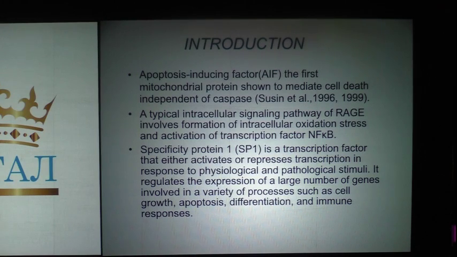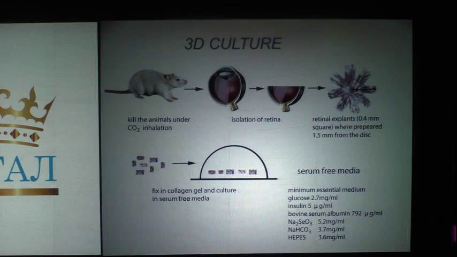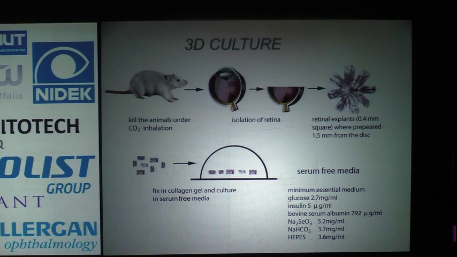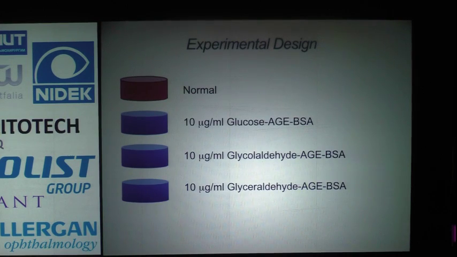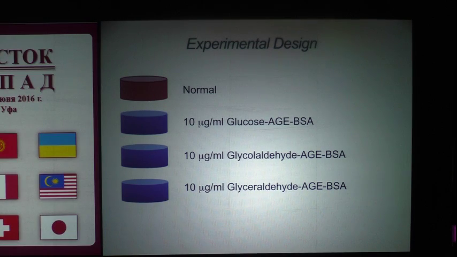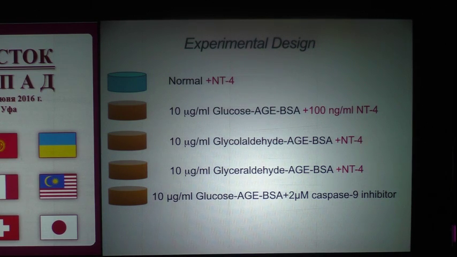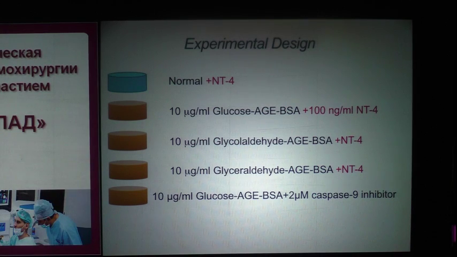So for our study, we use the three-dimensional tissue culture where the retina is isolated, the retinal explants are prepared, and they are fixed in a collagen gel and cultivated in the serum-free media as a control. And for our study, we use a very low dose of advanced glycation end products at a concentration of 10 milligram per milliliter. And to study the neuroprotective and regenerative effect of neurotrophin 4, we used neurotrophin 4 at a concentration of 100 nanogram per milliliter.